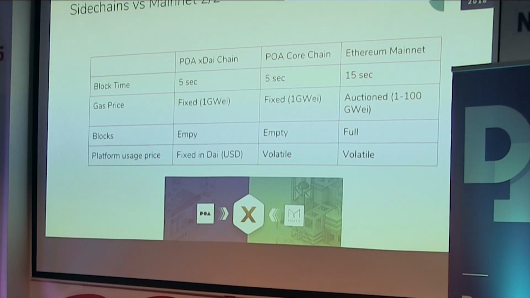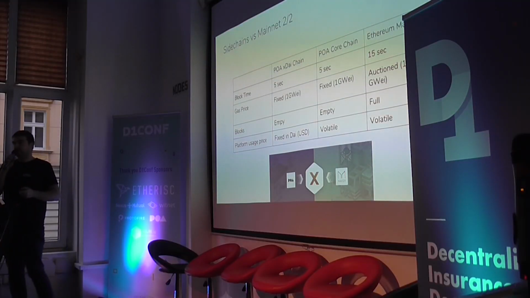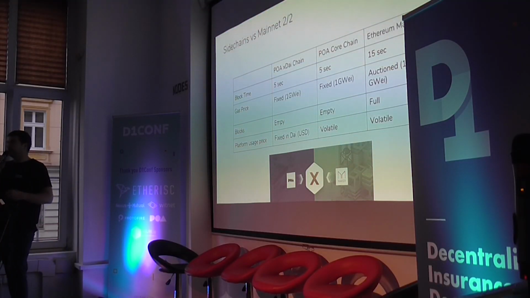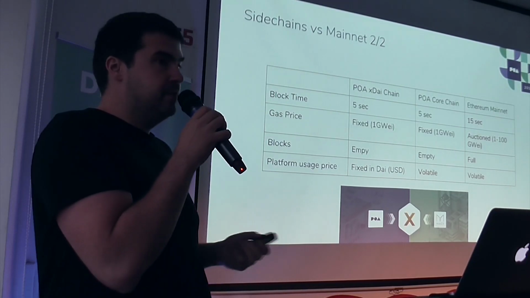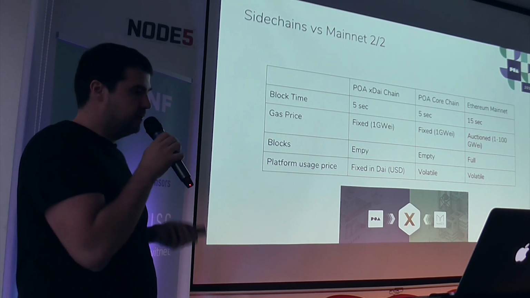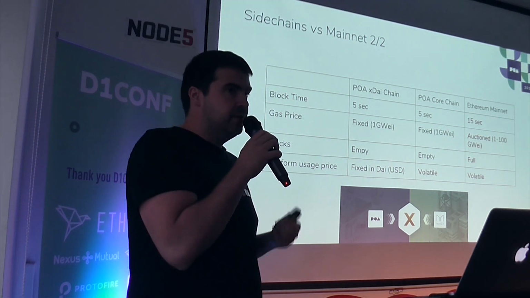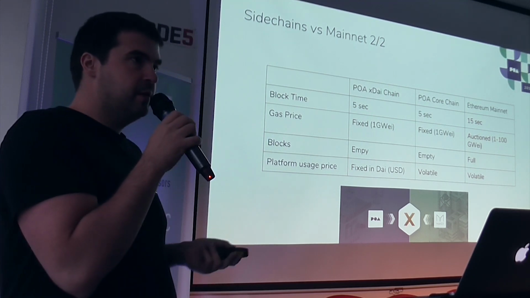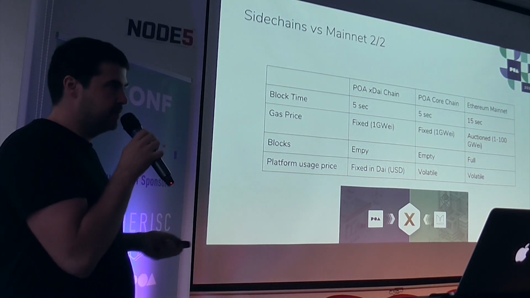Here's a comparison of three networks. The problems we have outlined are on the right side, with Ethereum. We have 15-second blocks, but blocks are mostly full. Also, the gas price is volatile, so it can be auctioned. In normal situations it's like 1 to 3 gwei, but in something called gas storms, it can be hundreds of gwei. Blocks are mostly full with transactions from different DApps, and the token price itself is volatile. So here is a problem: we have two volatile parameters, so it's hard to predict the price of using the platform.